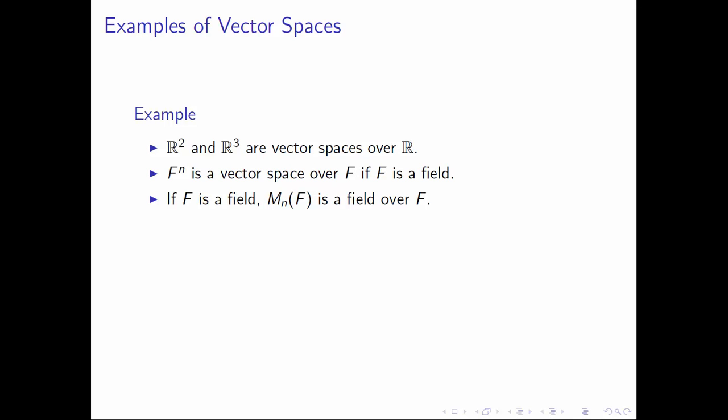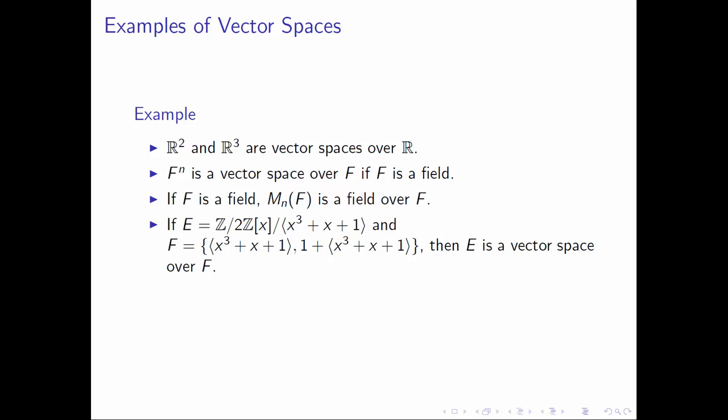So here's an example. If we take our field to be F, and we look at M sub n of F, the set of n by n matrices with entries from the field F, we consider that a vector space. Then M sub n of F is a vector space over the field F. I have it written as field, but I meant vector space. And the action of the field on the set of matrices is just that we multiply each entry of the matrix by the scalar from the original field.